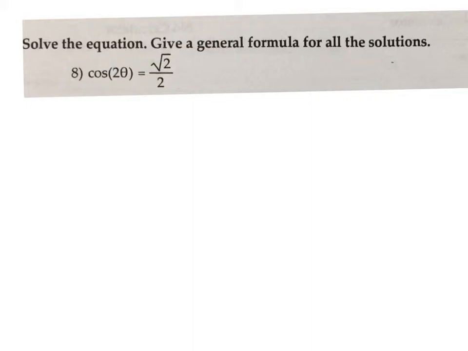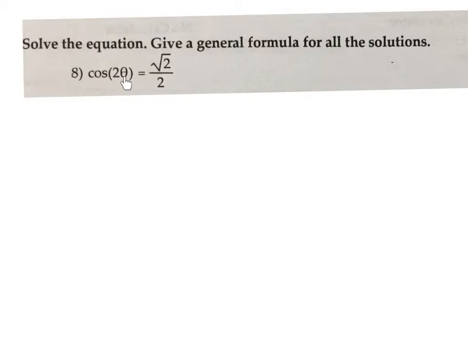So in this trig problem, we want to write a general formula for all the solutions. So we're not limited to 0 to 2 pi, one time around the unit circle. We can go an infinite amount of times around the unit circle and get an answer every single time we get there. So let's talk about what we have to do.